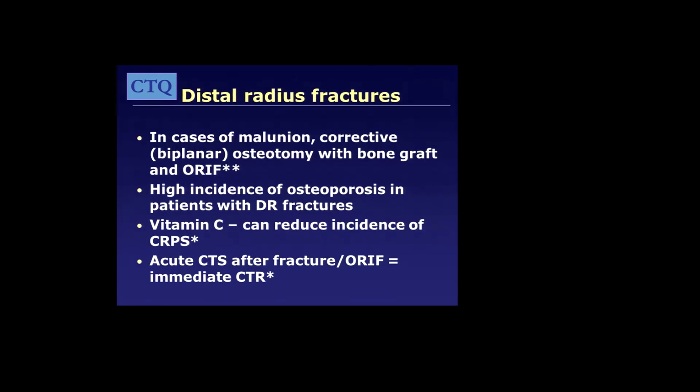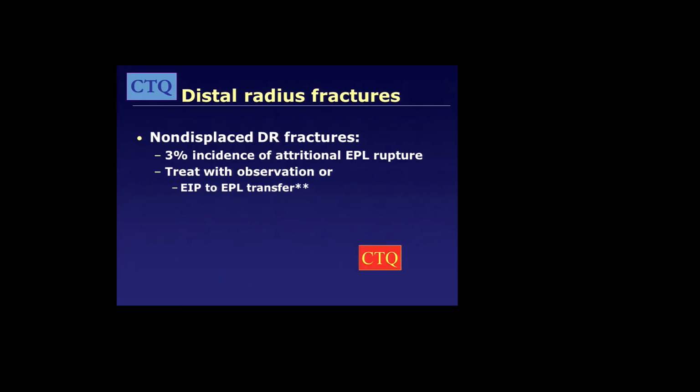In cases of malunion, osteotomy with bone graft and internal fixation can be performed. Remember, there's a high incidence of osteoporosis in patients with distal radius fractures. Vitamin C has been suggested to reduce the incidence of CRPS, and acute carpal tunnel syndrome after distal radius fracture or internal fixation is a surgical emergency and requires an immediate carpal tunnel release. For non-displaced fractures, there can be EPL rupture, which can occur with time. And again, surgical treatment for this is the EIP to EPL tendon transfer.